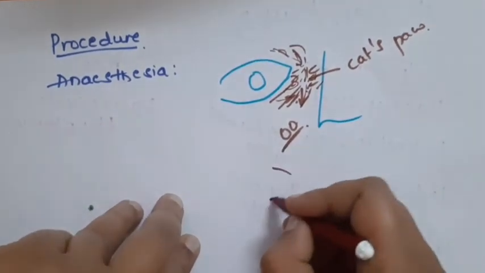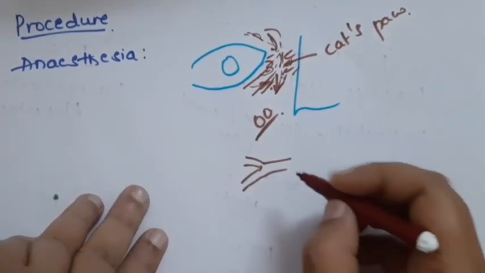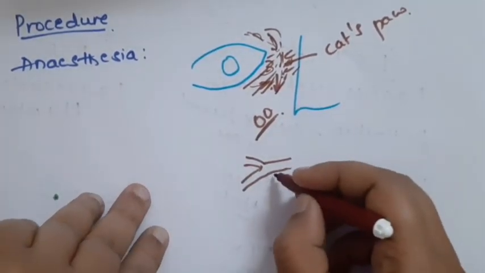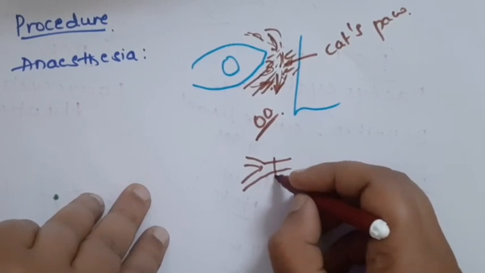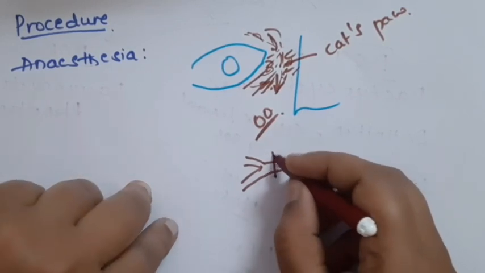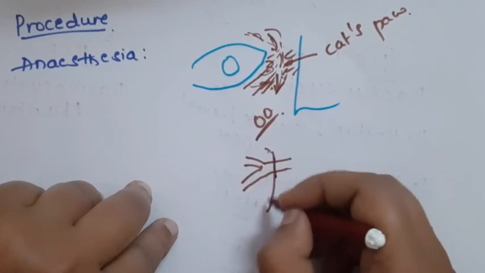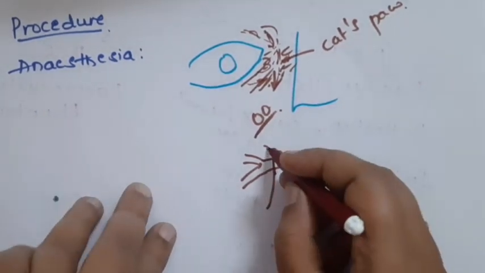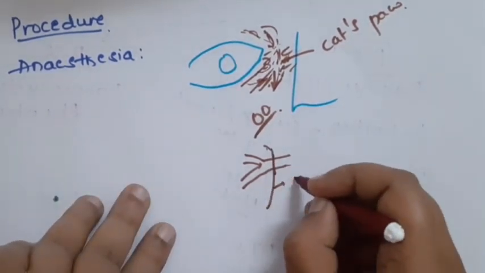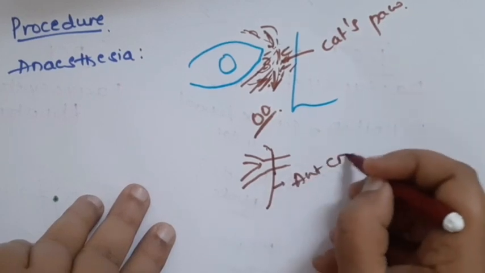Then you will find the MPL, the medial palpebral ligament. So either you can preserve this ligament or you can cut open this. So once you cut open, you will have the bone below. Okay, so that is the anterior crest of the lacrimal bone.